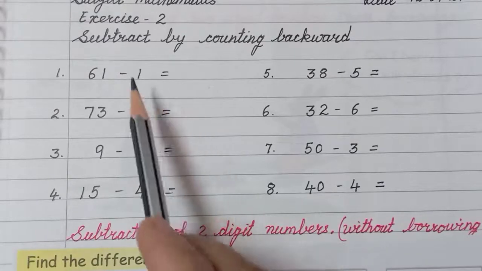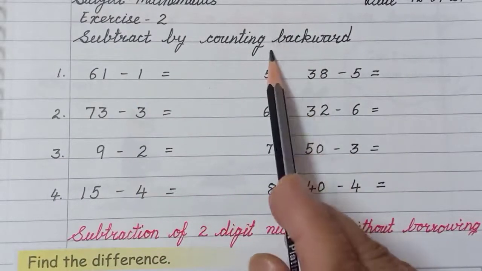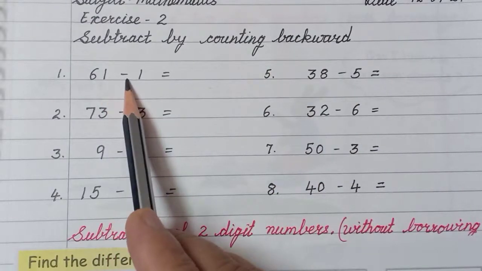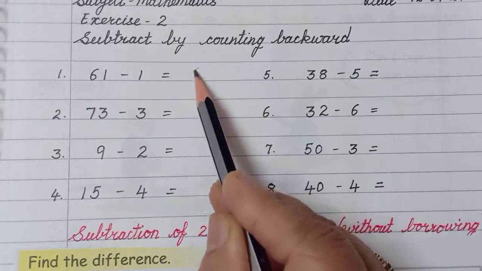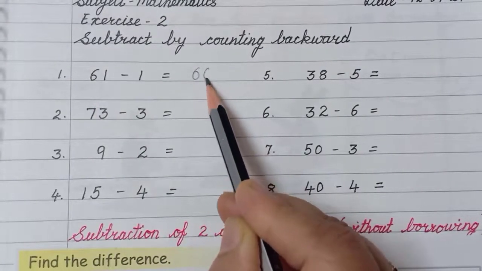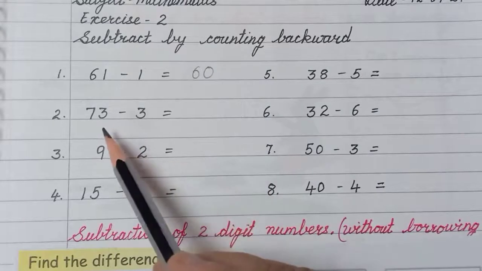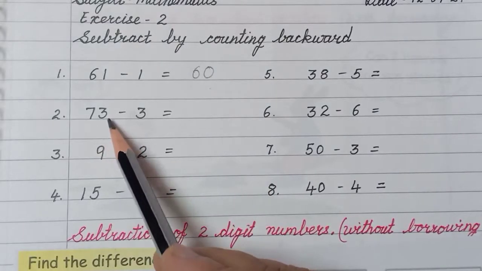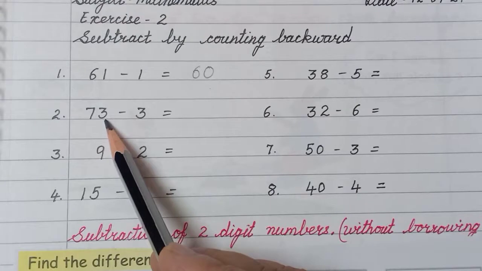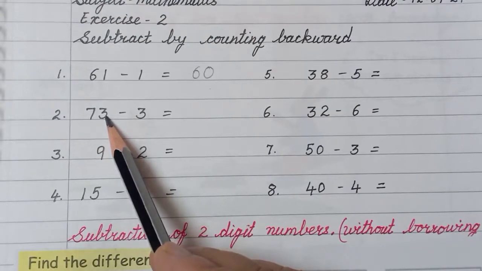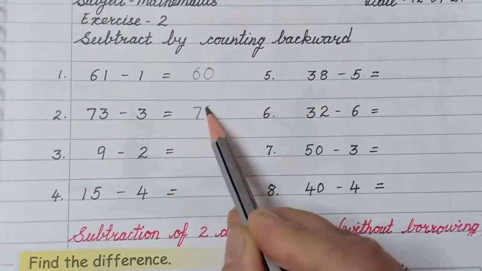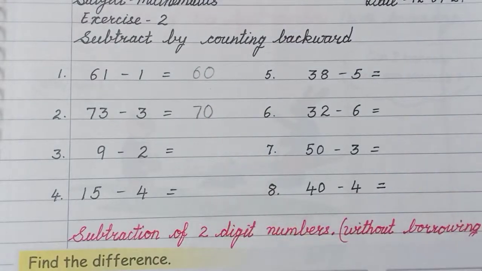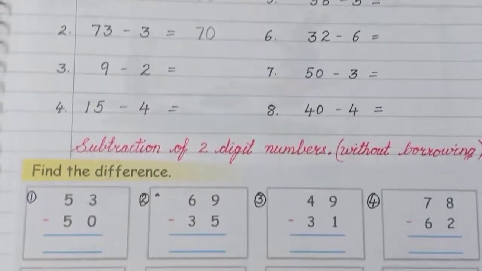Now, let us subtract by counting backward. 61 minus 1. Now, 1 before 61 is 60. Now, 73. Count backwards. 72, 71 and 70. 3 numbers backwards, that is 70. And the same way, you will do it yourself by counting backwards.